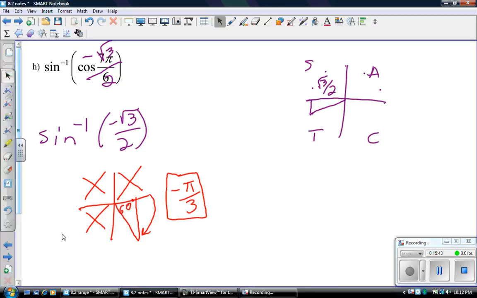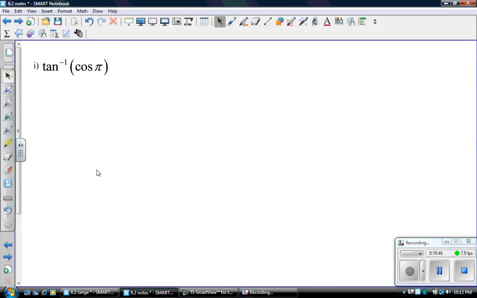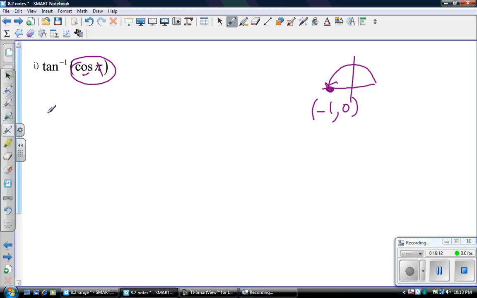Okay, a couple more problems here. The cosine of pi. Again, this is what we've been doing for months. It's a terrible unit circle, but anyway, pi is 180 degrees. So the cosine here, well, the point is negative 1 comma 0. And so I go, okay, the cosine is negative 1. So this answer is just negative 1. So now I'm really just doing the inverse tan of negative 1.